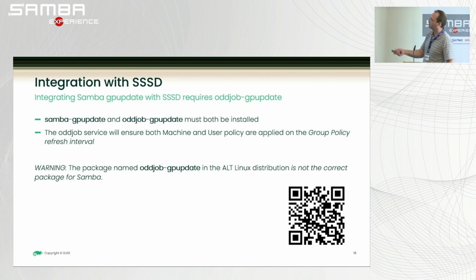You have to install a separate package called oddjob-gpupdate. And with this, you actually do get consistent policy application for both user and machine policies. They get applied on the GP update interval. And a side note, if you want your user policy to be applied regularly with Winbind, you can use oddjob-gpupdate paired with Winbind instead, and just disable that apply group policy setting. Otherwise, it'll be applying it more often than it should.